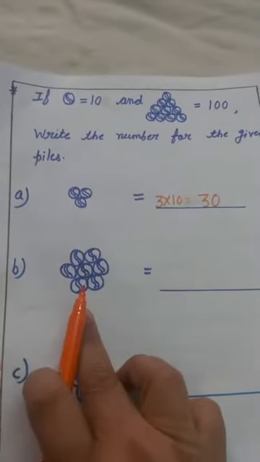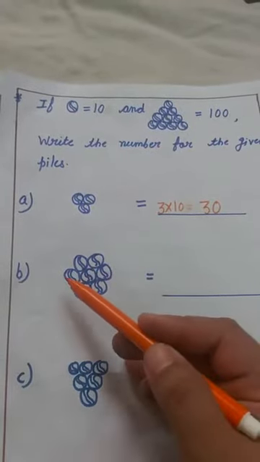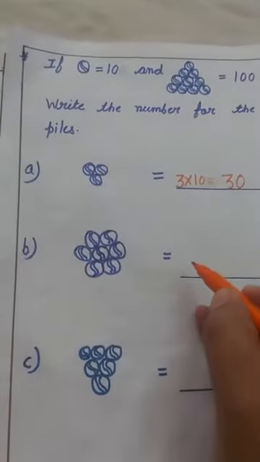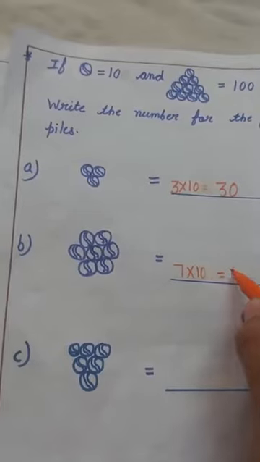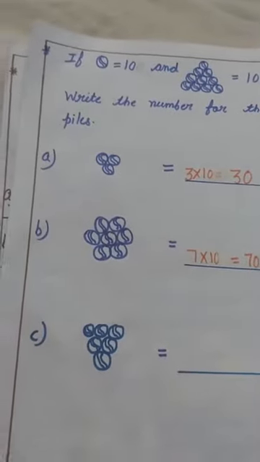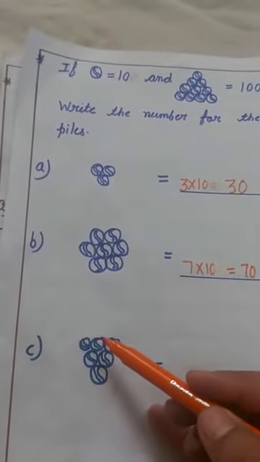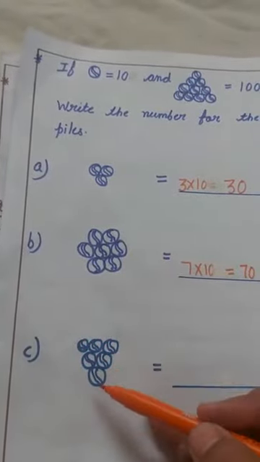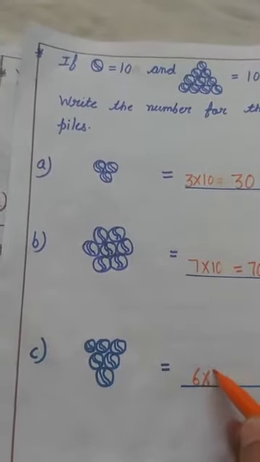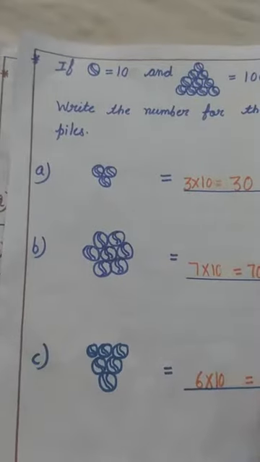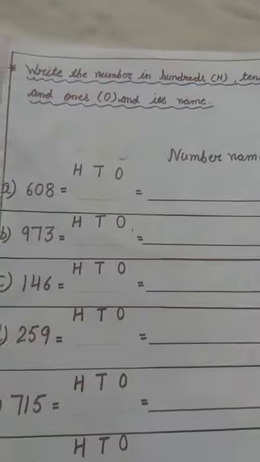In this pile, how many balls are there? 1, 2, 3, 4, 5, 6, 7. 7 balls are there. So, we multiply 7 by 10 and 7 tens are 70. Now, in this pile, let's count how many balls are given. 1, 2, 3, 4, 5, 6. There are 6 balls. So, we multiply 6 by 10. 6 tens are 60. So, understood beta how we have counted.